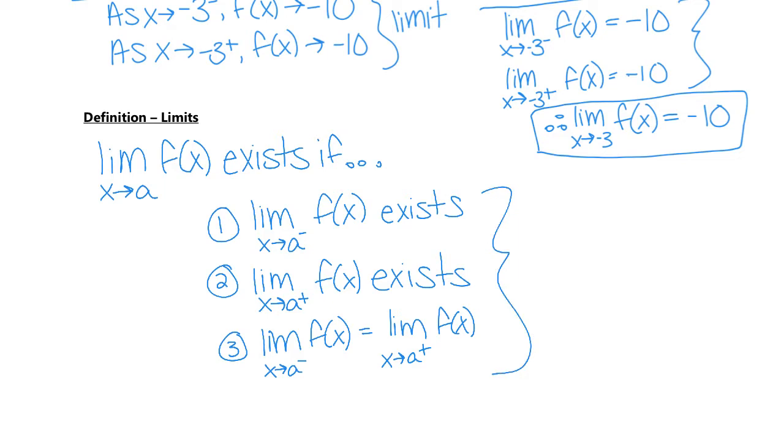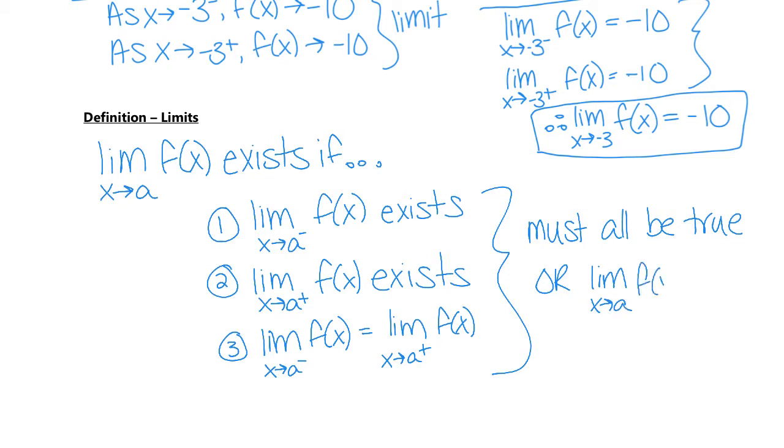If all of those three things are true, they must all be true, then the limit exists and we have a limit. And if they're not, then the limit as x approaches a for that function does not exist. So again, we're looking for all these three things to be true.